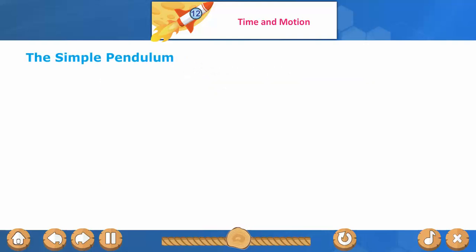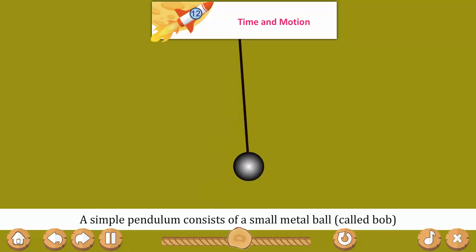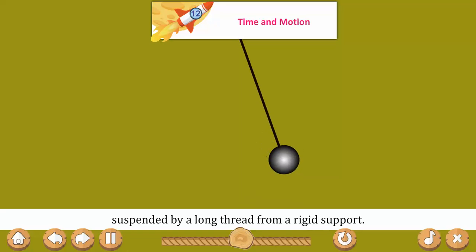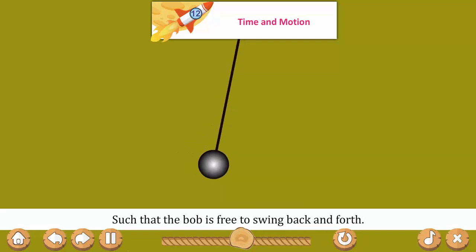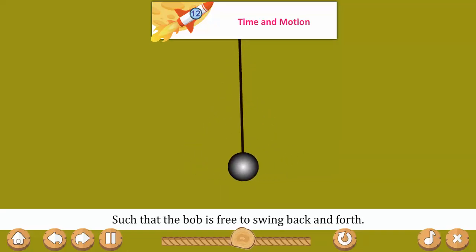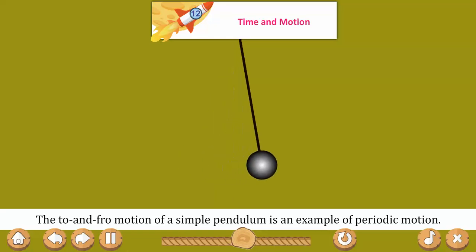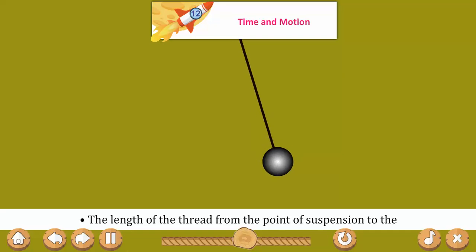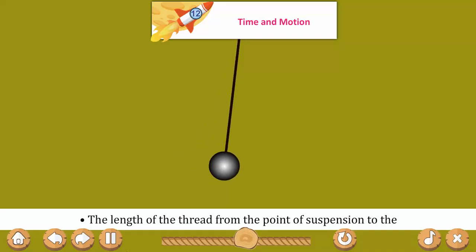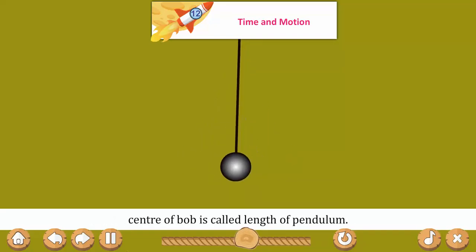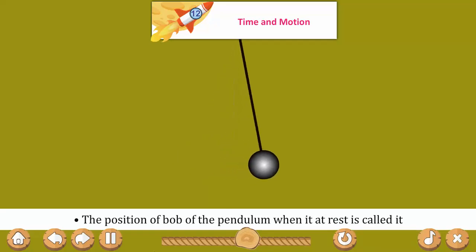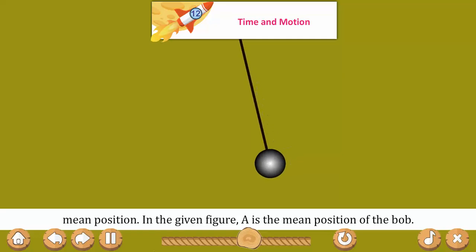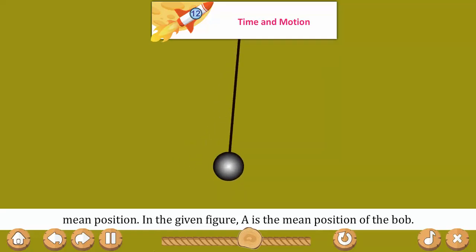The simple pendulum. The simple pendulum consists of a small metal ball called bob suspended by a long thread from a rigid support such that the bob is free to swing back and forth. The to and fro motion of a simple pendulum is an example of periodic motion. The length of the thread from the point of suspension to the center of the bob is called the length of the pendulum. The position of the bob of the pendulum when it is at rest is called its mean position. In the given figure, A is the mean position of the bob.